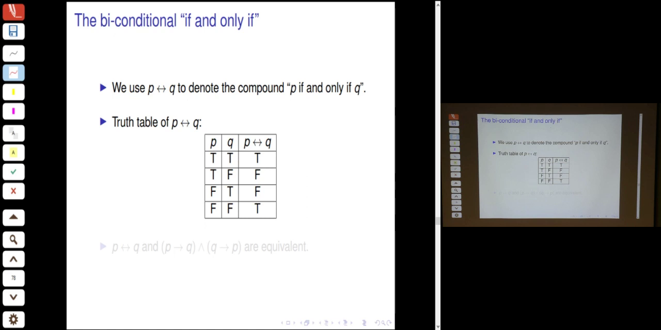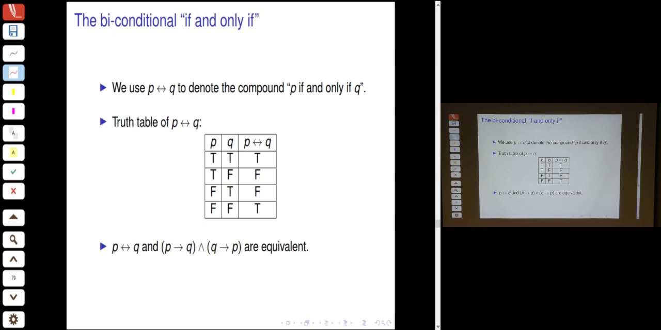So this is true only when P and Q have the same value, right? If P is true and Q is true, then this double arrow is true. If P is false and Q is false, the double arrow is true. When they have the same value, the biconditional is true. If they have different values, then this double arrow is false. Right? So this is easy to remember.